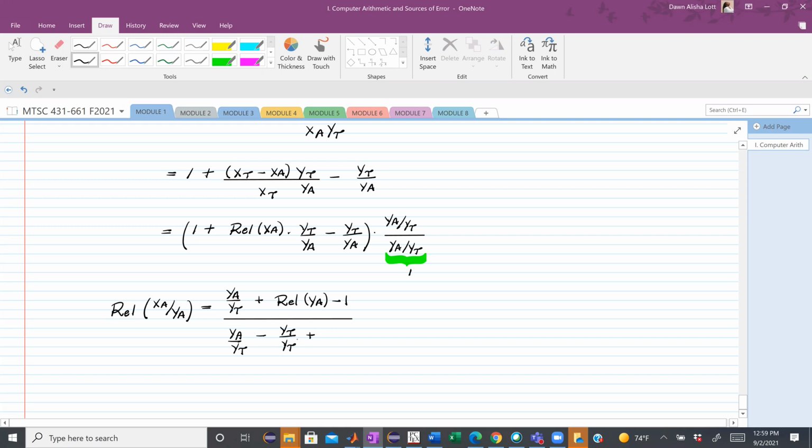Plus 1. So this then becomes the relative error of XA minus, now we're starting to look at something that looks familiar, Y true minus YA over Y true. So we know what that's going to be. Divided by 1 minus Y true minus YA over Y true. Phew. All right, so we finally got there.